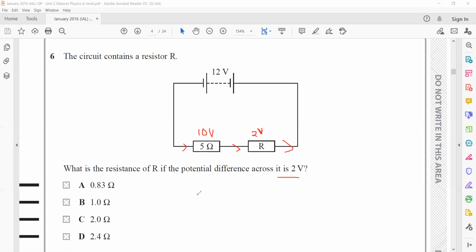So the total current I is equal to V over R, so 10 divided by 5, that's equal to 2 ampere. So 2 ampere is passing. So we have the current, we have the voltage, V is equal to IR. So R is equal to V over I. So 2 divided by 2, that's equal to 1 ohm. B is the right answer.